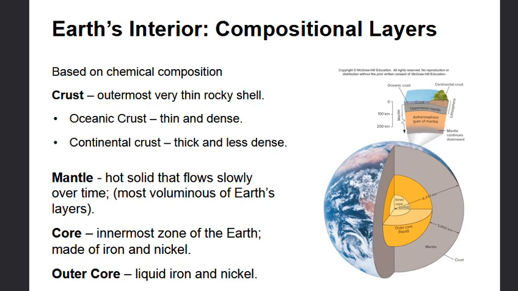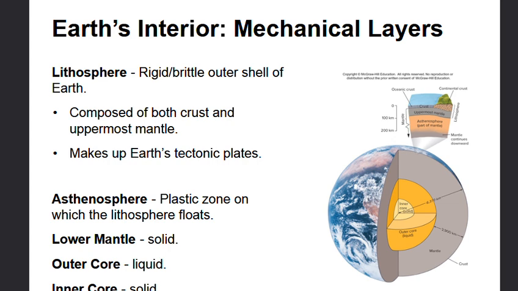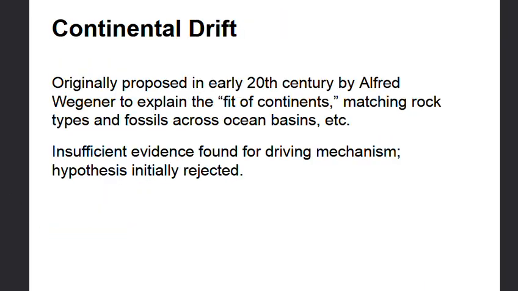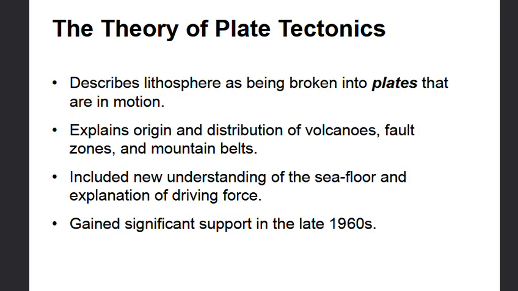What did we move on to then? Earth interior, compositional layers. We said the earth is divided into what? Three layers in terms of composition. And in terms of rheology it is divided into two. What is another name for rheology? Mechanical layers, right. What else did we move on to next? Continental drift and the theory of plate tectonics.